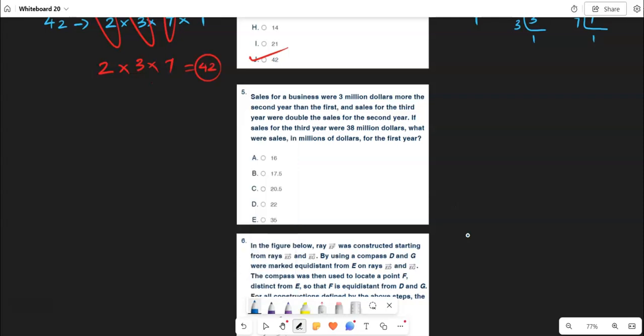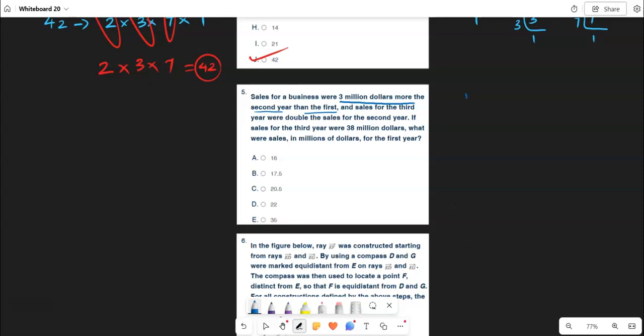Okay, so next is problem number 5. Sales for a business were $3 million more in the second year than the first. And the sales of the third year were double the sales of the second year.